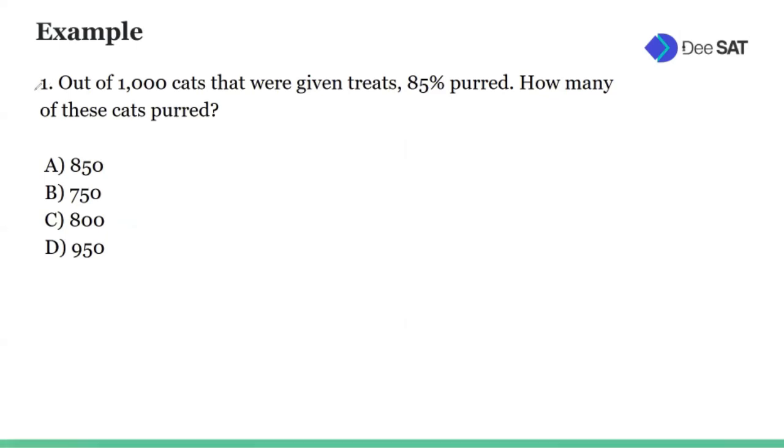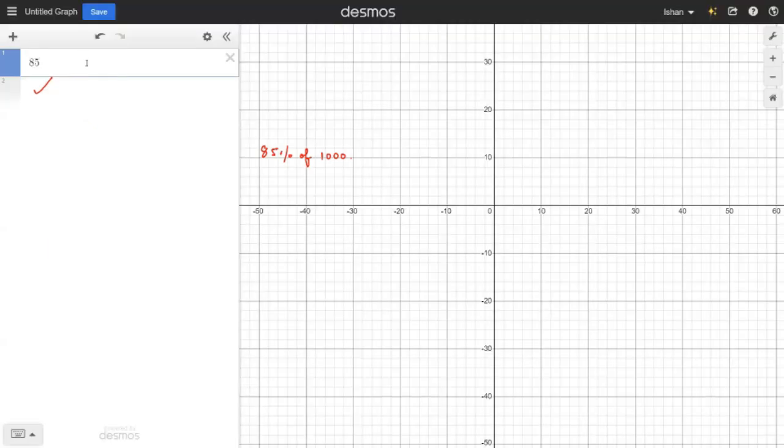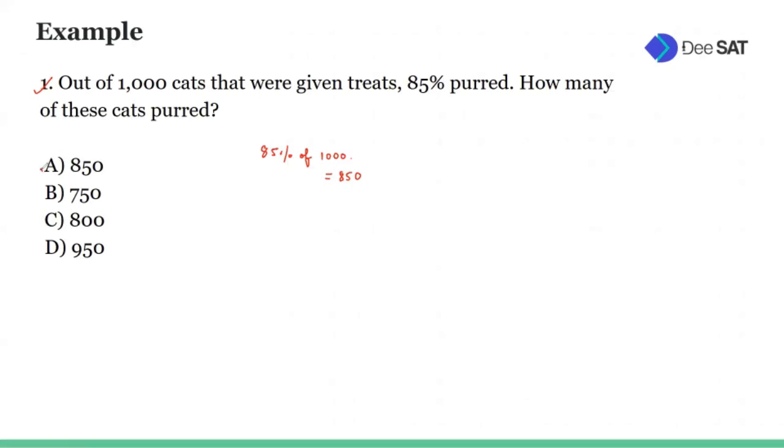The very first question: out of 1000 cats that were given treats, 85% purred. How many of these cats purred? We just need to find 85% of 1000. Desmos is very good at that. If you write the percent sign, "of" comes automatically. The percent is actually the Shift 5 key. You just need to write 1000, and you will see 850. So the correct answer is 850, option A.